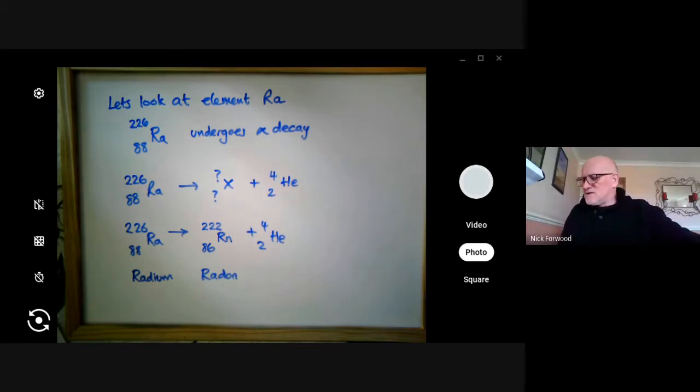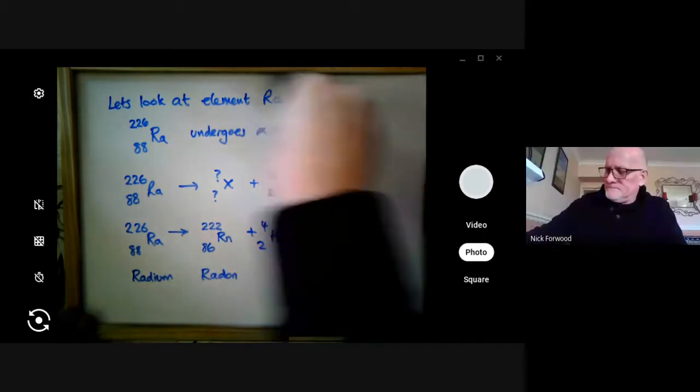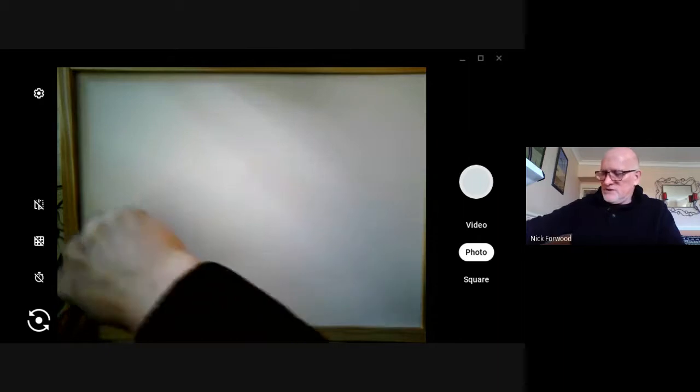So that's alpha decay. And you can do the same for any other element, and you'll get some practice at doing some of these a bit later on and identifying what the new mystery element is and working out what its configuration is, what its notation is. Okay, so that was alpha decay. Let's move on to the next one, which is beta decay.